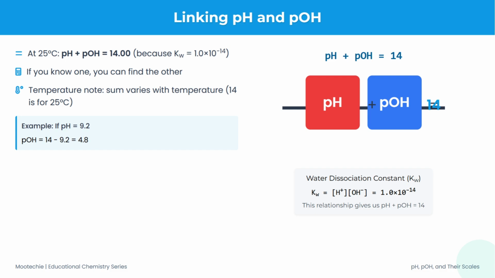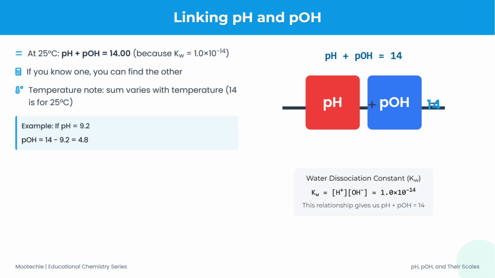A quick but important note. This sum of 14 is specific to 25 degrees Celsius. It changes slightly with temperature. Let's see it in action with an example. If the pH of a solution is 9.20, then the pOH is simply 14 minus 9.2, which equals 4.8.